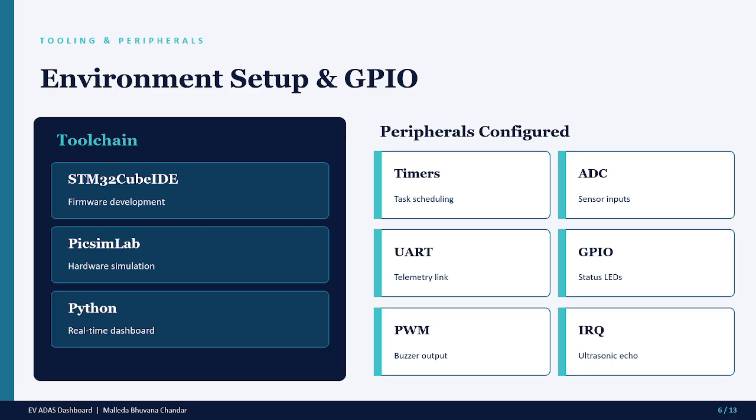I used STM32 CubeIDE for firmware development and Proteus or Pixim Lab for hardware simulation. The peripherals configured include TIM1 for the EV update every 10 milliseconds, TIM3 for sensor updates every 100 milliseconds, TIM2 for ultrasonic timing in microseconds, TIM4 for buzzer PWM generation, ADC for reading acceleration, brake, and temperature, UART1 for communication with Python, and general pin input output pins for LEDs indicating collision, blind spot, and fault conditions.